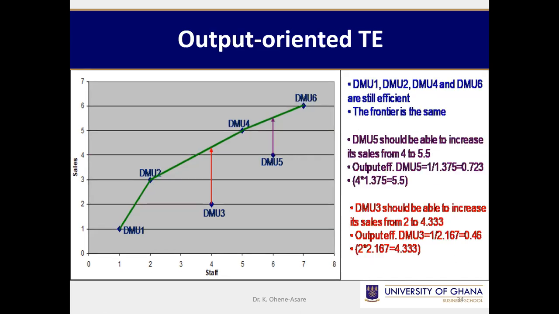Now, what about output? You can see the same way here. Watch the way you read the output. If you look at DMU3, always keep in mind that in output orientation, I told you the figure is going to be more than or equal to one. So it is the distance from the origin to the frontier, which is 4.3, divided by the distance from the origin to where the firm is, which is about 2. So the value will be 4.3 divided by 2, as you can see here in the red writing, which will give you something like 2.167.